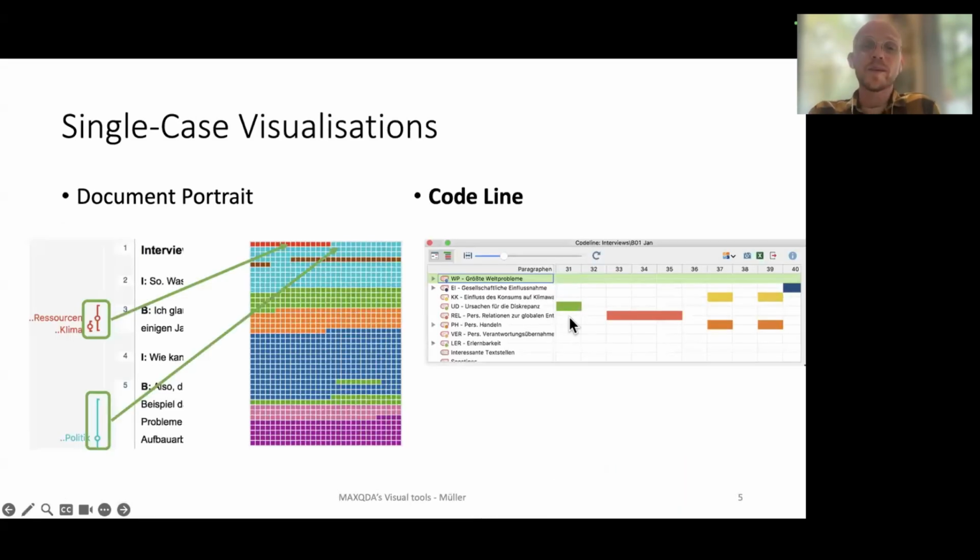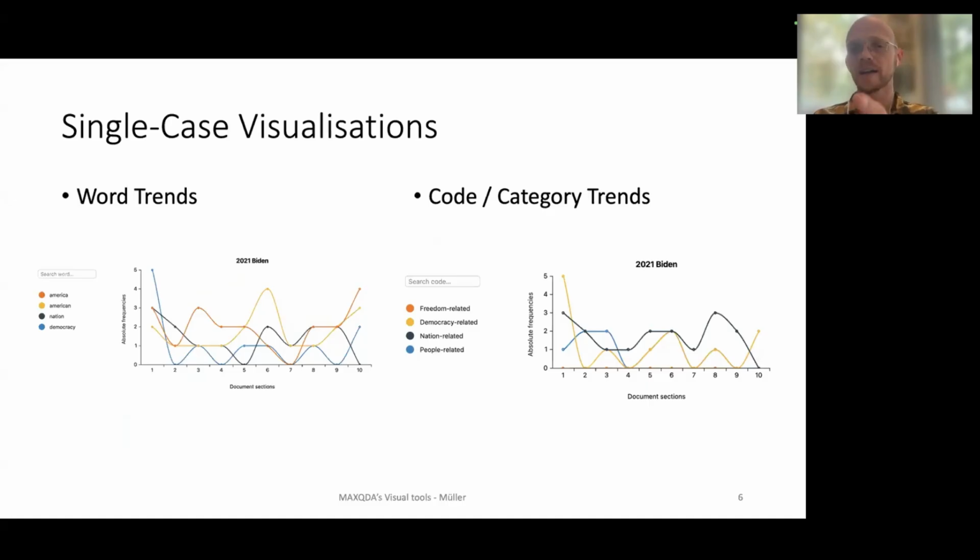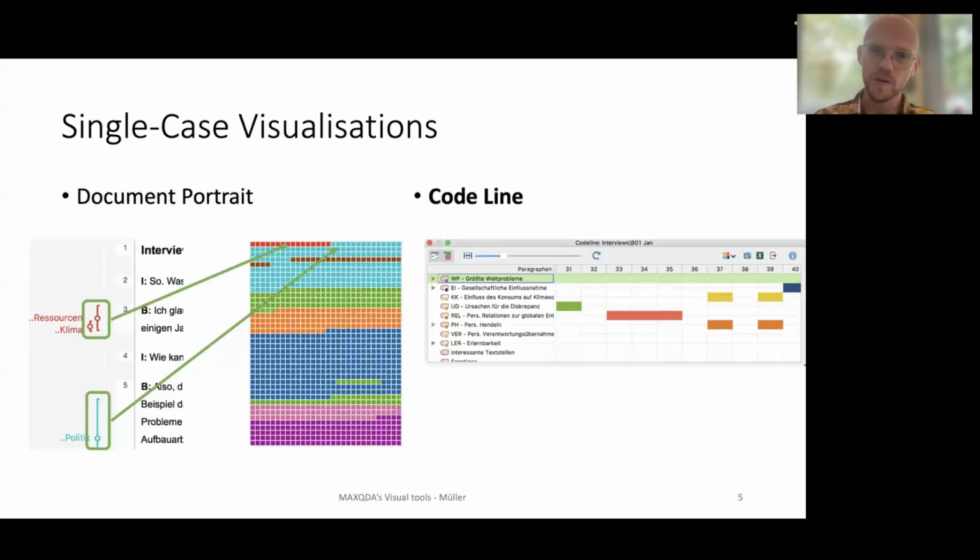We start out with single case visualizations in MAXQDA, and these are visual tools that I grouped in this way that are used to usually visualize a single document. Here, for me, I count 4 tools among them: the document portrait, the code line, the word trends, and the code category trends. All of these visual tools help you to display one very interesting case, one very interesting document, and to show it in great detail for a very detailed analysis. So if you want to, for example, compare 2 very unique cases or portray a very unique case, then these tools are fantastic for you.